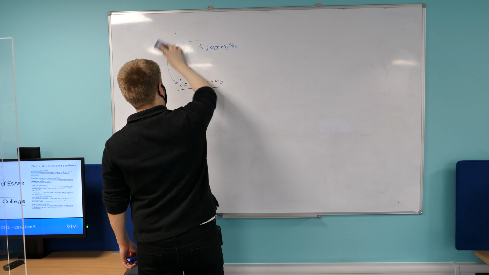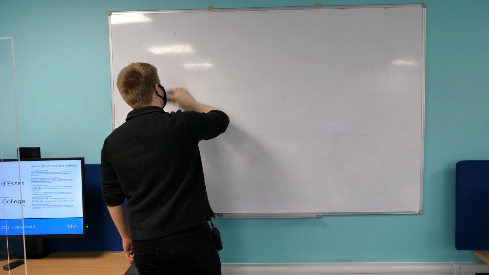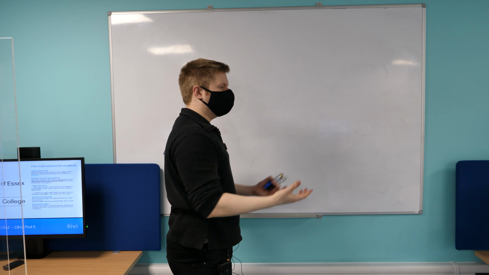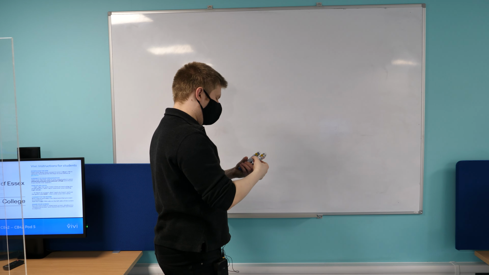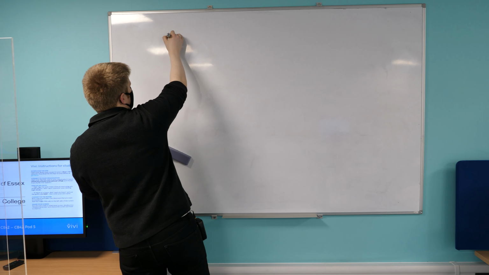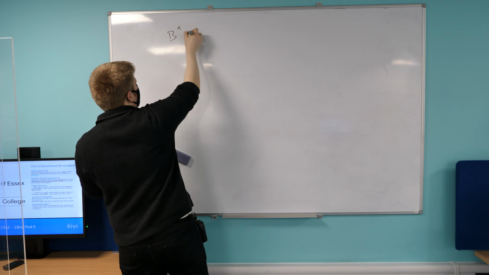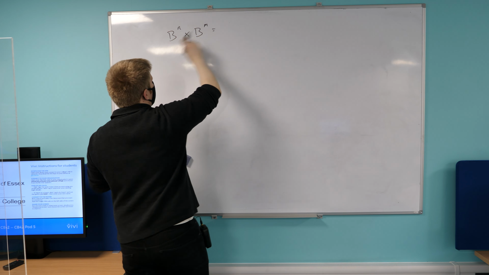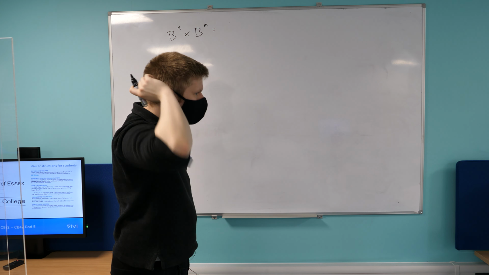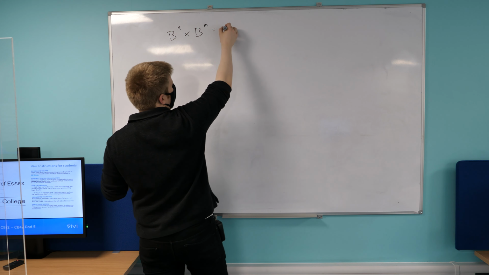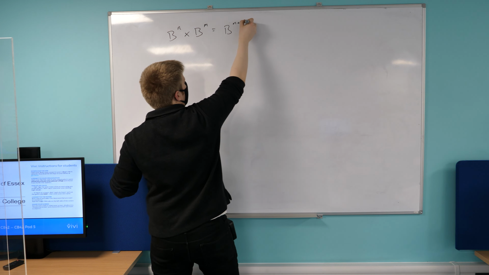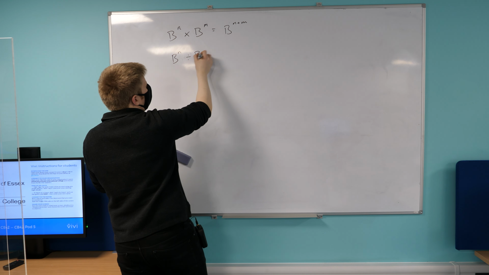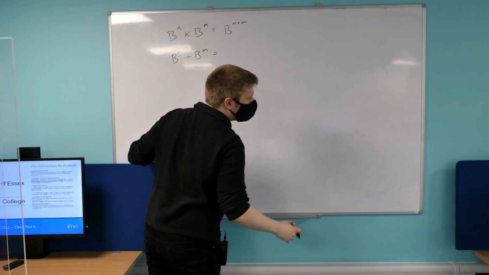Now, you remember when you met exponentials, you met these kind of power laws. You met these laws of indices. Things like, for example, if I have some base, let's say b, raised to the power of n, and I times it by the same base to the power of m, what should I do with those two powers? Yeah, so it should be b to the power of n plus m. And then we might have something like b to the power of n divided by b to the power of m. What should I do with those two powers?